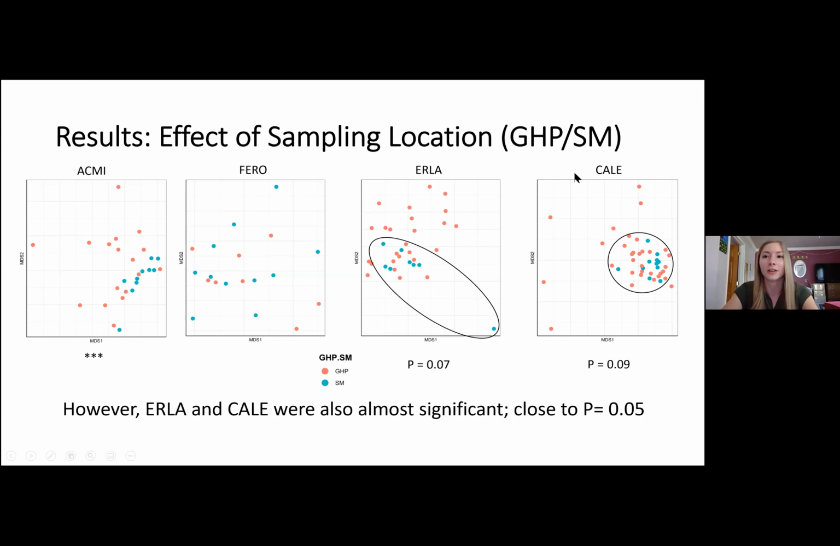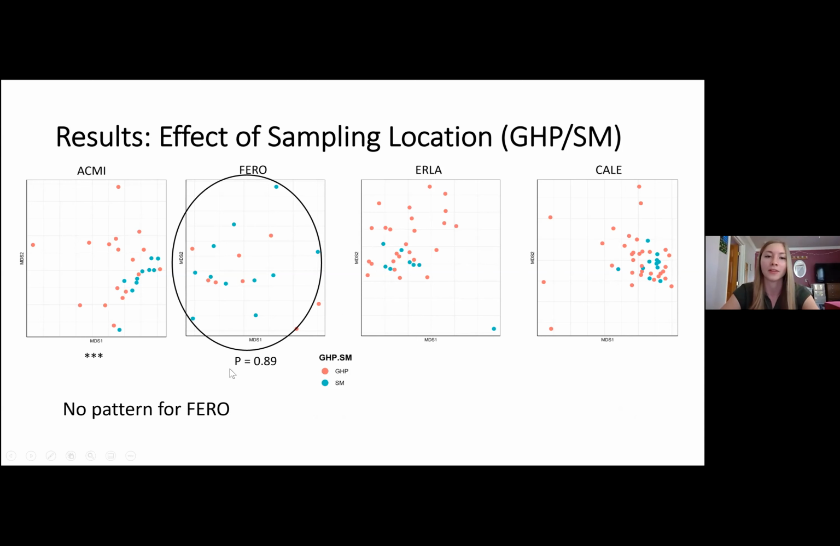Next, we have our urla and kale. Our p-values were 0.07 and 0.09, which indicate that there are no differences in bacterial OTU composition between plants collected at Glacial Heritage Preserve and Smith Prairie. However, these p-values are very close to 0.05, which indicates that perhaps with a few more samples, it could strengthen this test so that we could actually see if there are true differences between these sites.